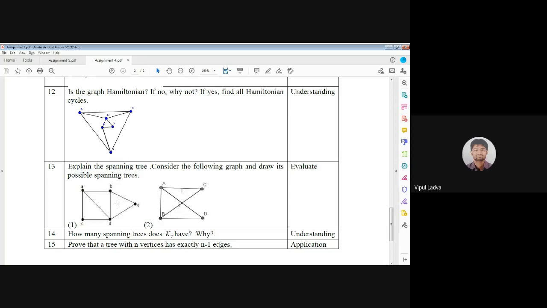How many spanning trees exist for a graph which is not complete? So there is a way.